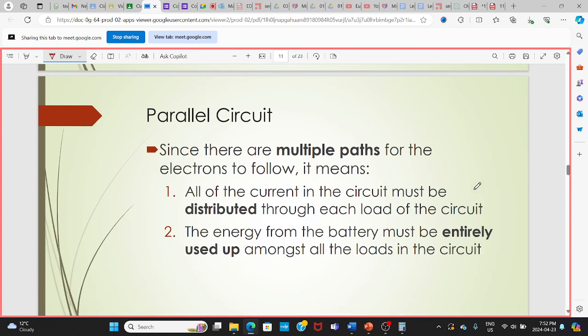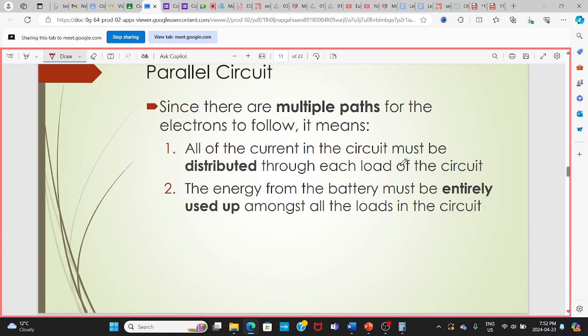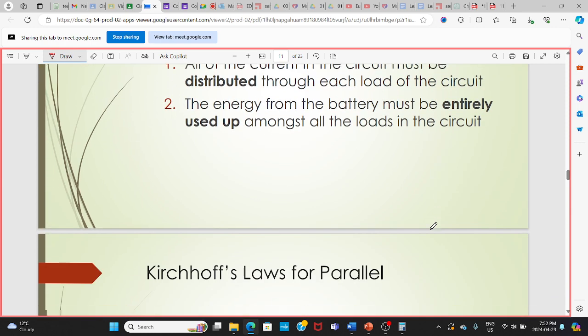So these are parallel circuits. All of the currents in a circuit must be distributed through each load of the circuit. We did say that the energy from the battery must be entirely used up among all of the loads. So just V1, V2, V3. Same.